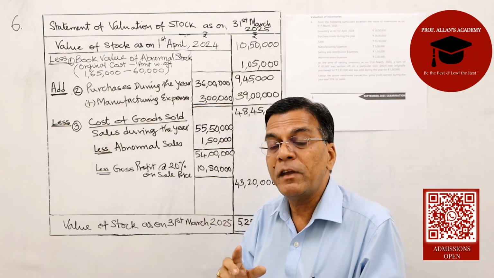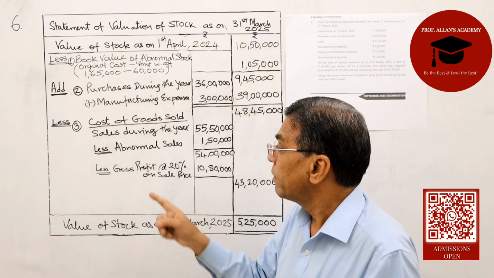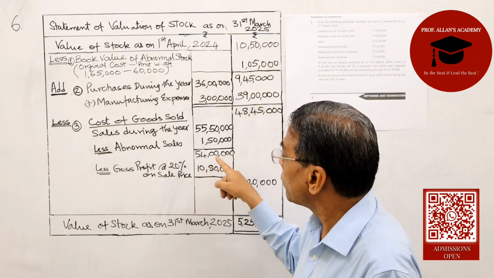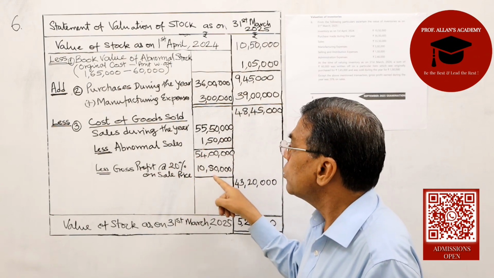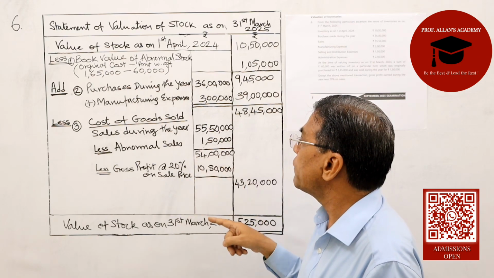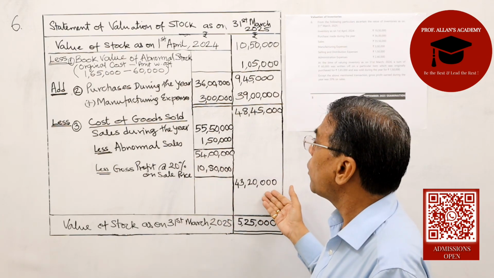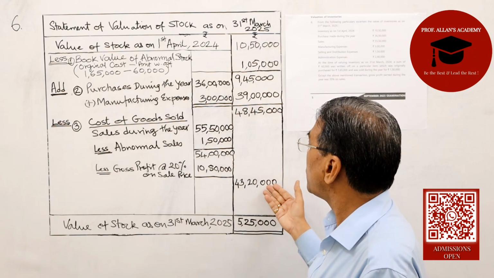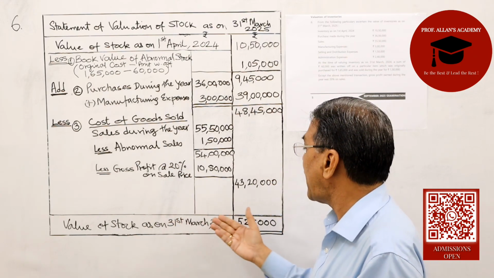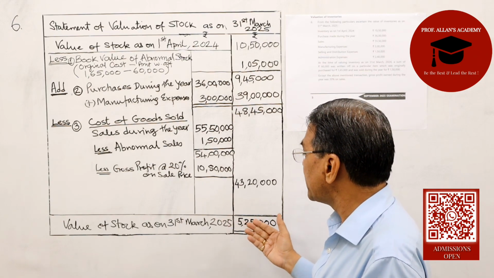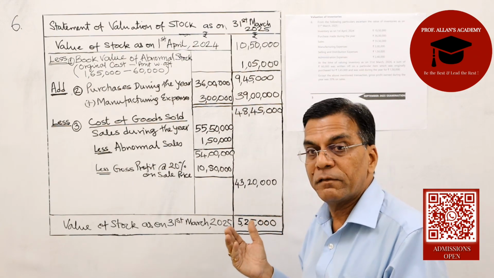And as I said, when we are valuing stock, stock should always be valued at cost. Therefore, the gross profit, which forms a part of this normal stock, is reduced. So 20% of 54 lakhs works out to 10,80,000, and therefore my cost of goods sold works out to 43,20,000, and therefore the value of my stock on 31st March 25 works out to 5,25,000.